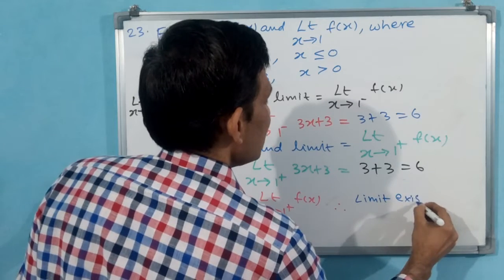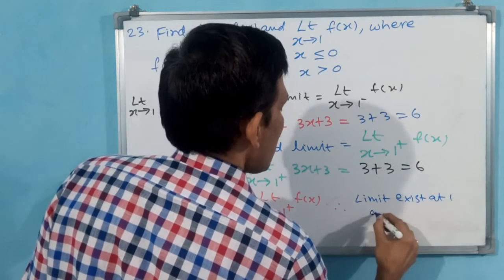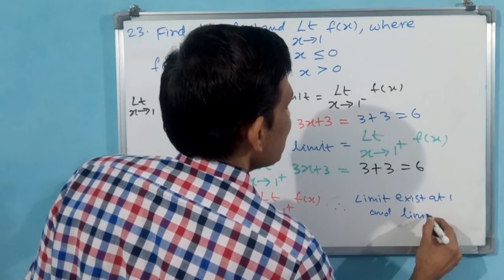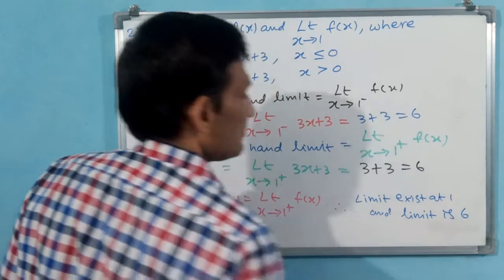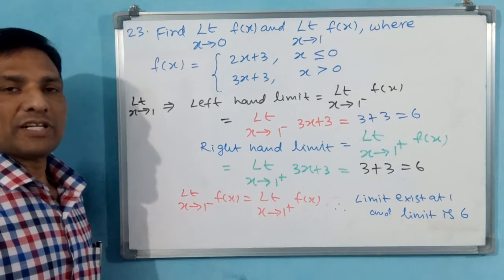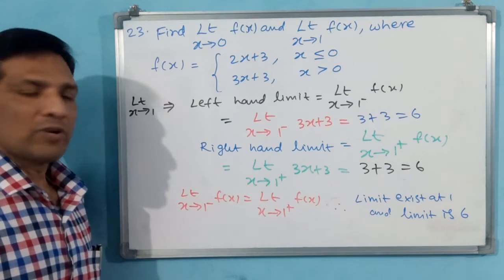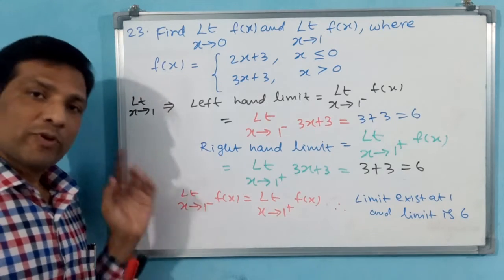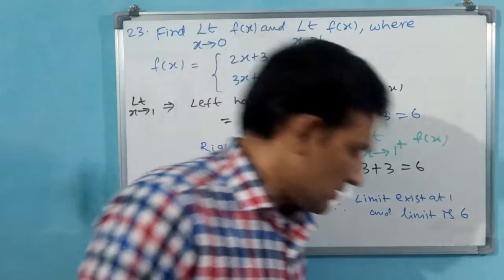The limit exists at 1 and the limit is 6. You understand now? Like this you have to write and close. Let us go for the 24th question. Then you can understand the concept.